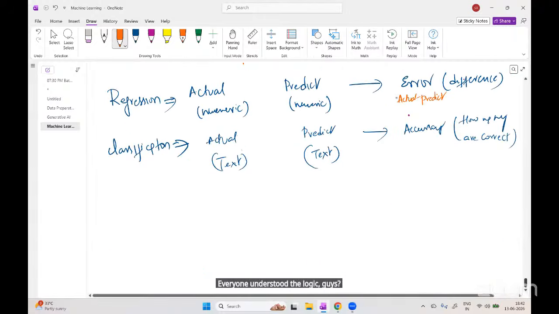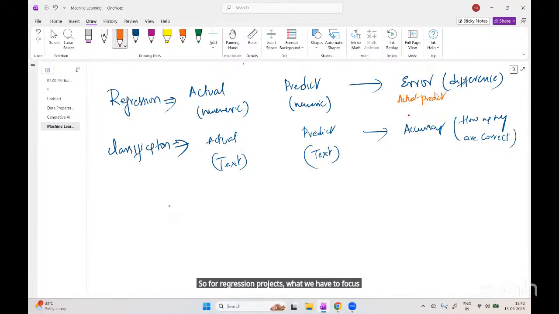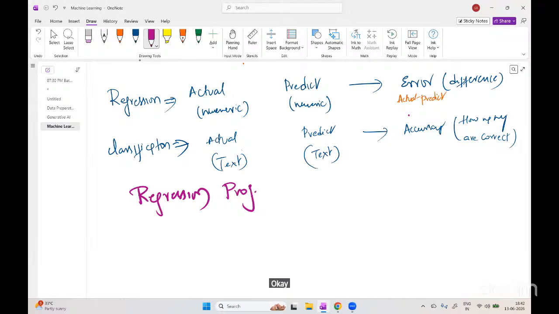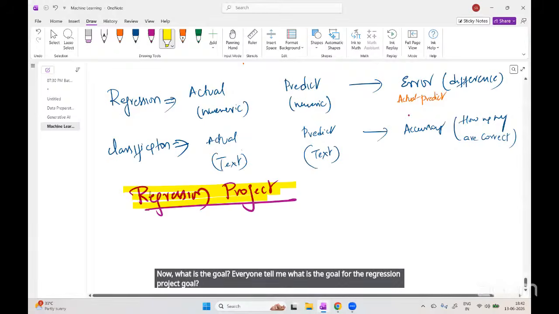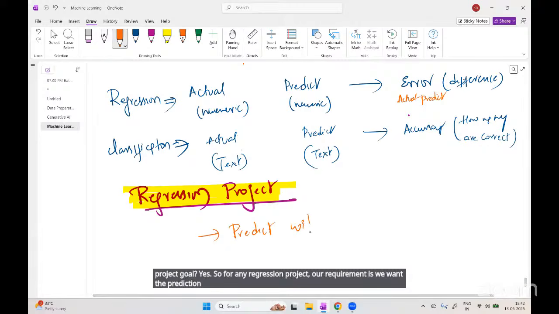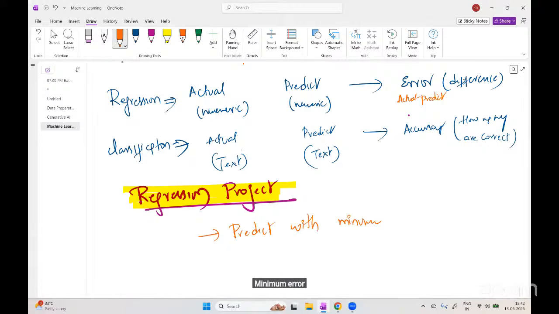So for regression projects, what do we have to focus on? Error. We have to focus on error. What is our ultimate goal for the regression project? Everyone tell me, what is the goal? Yes. For any regression project, our requirement is that we want the prediction with minimum error or low error. That is the requirement.